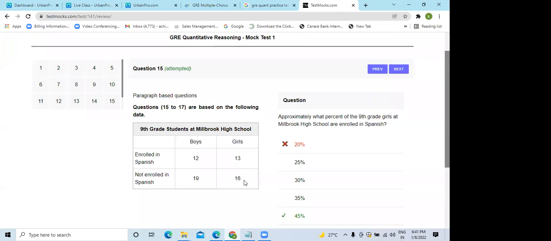So the total number of girls is approximately 30, right? 29, 30. Keep it as 30. So 30 and 13. So 13 out of 30, times 100. So it's approximately 40% and above, right? Yes, 45. So the only option here which I can choose sensibly is 45. I need not calculate it accurately, right? Got it, Vedant.